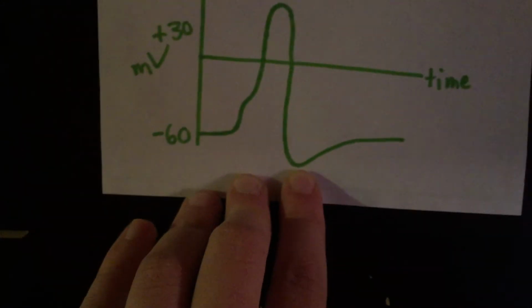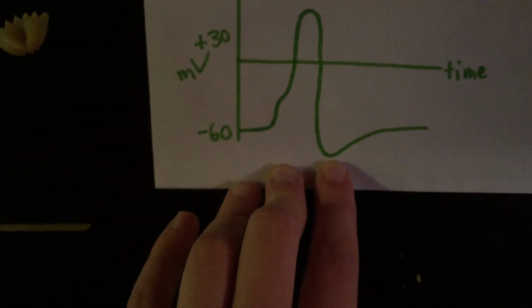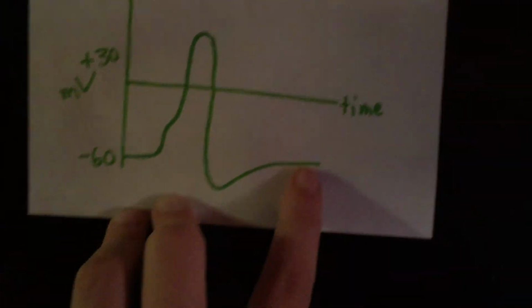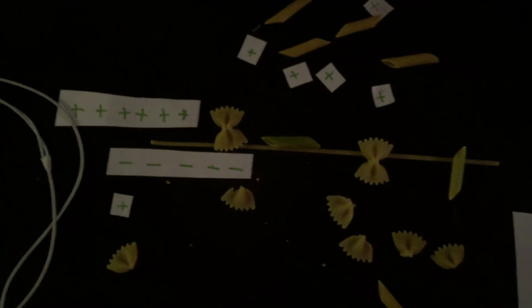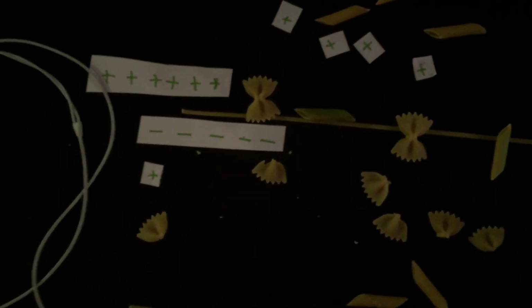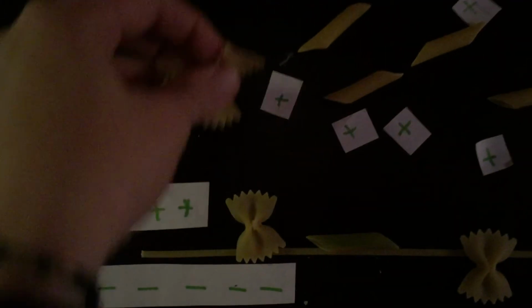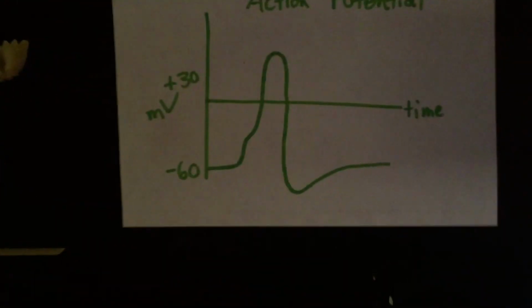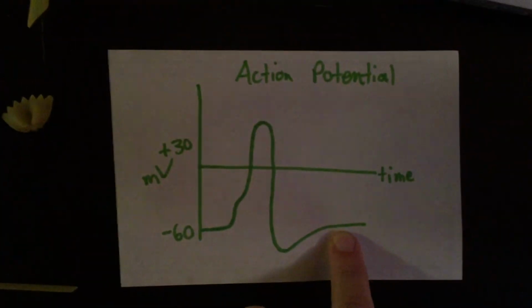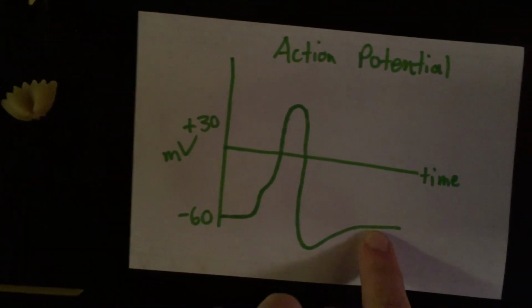Now, right now we're here. Things are looking a little weird, and that's because our sodium-potassium pump hasn't had time to return things to normal. So let's briefly do one little sodium-potassium pump. Remember, it brings out 3 sodiums for every 2 potassiums. That was the action of our sodium-potassium pump, which will slowly bring our charge back down to normal.